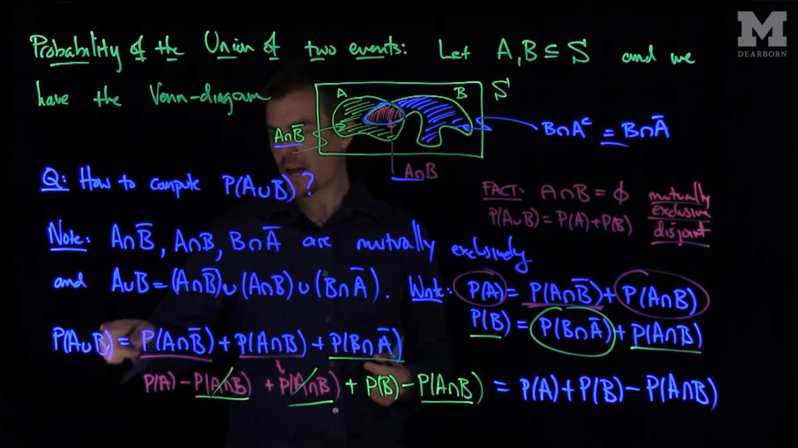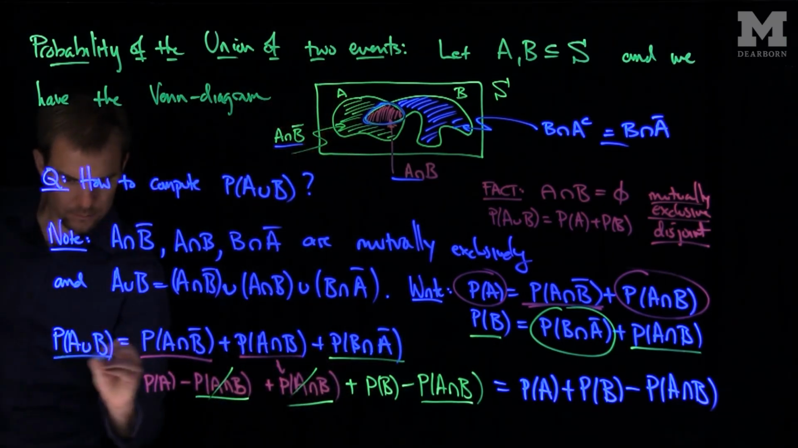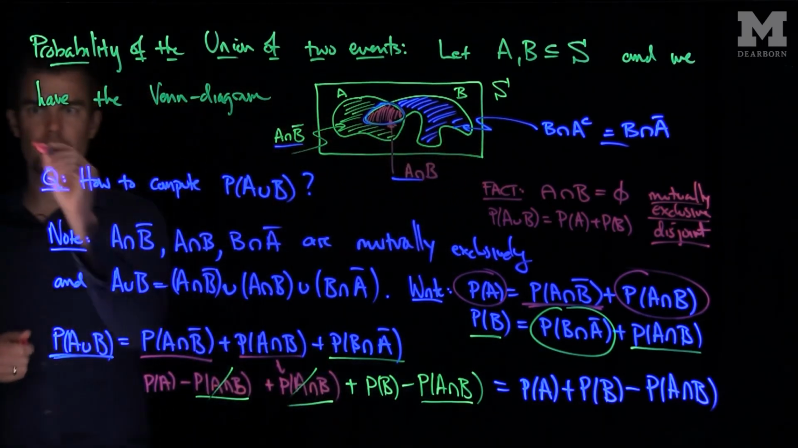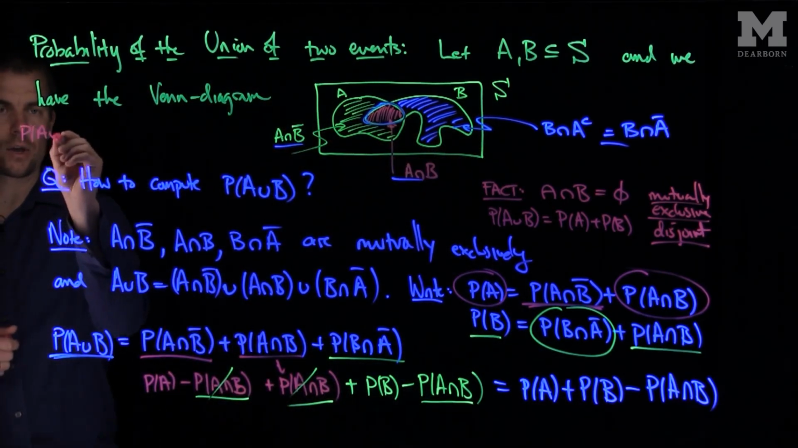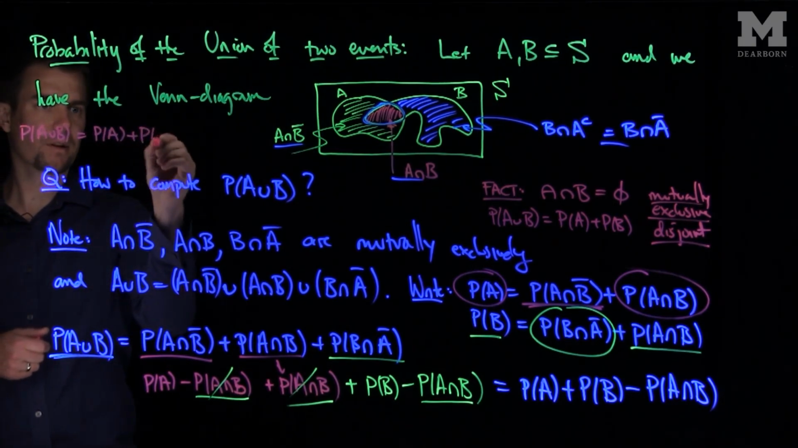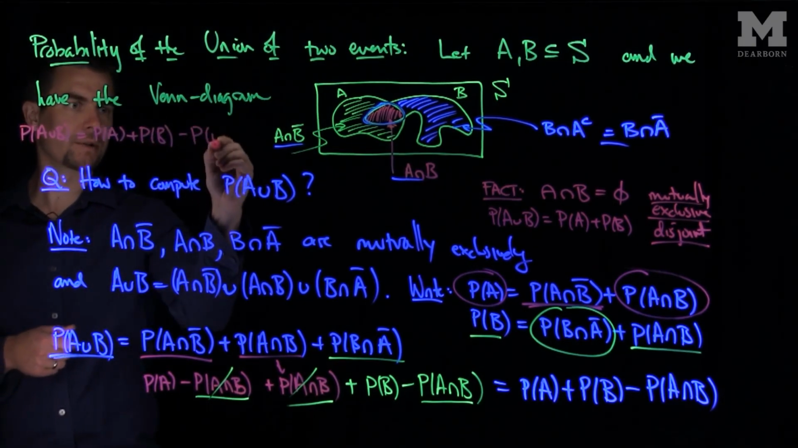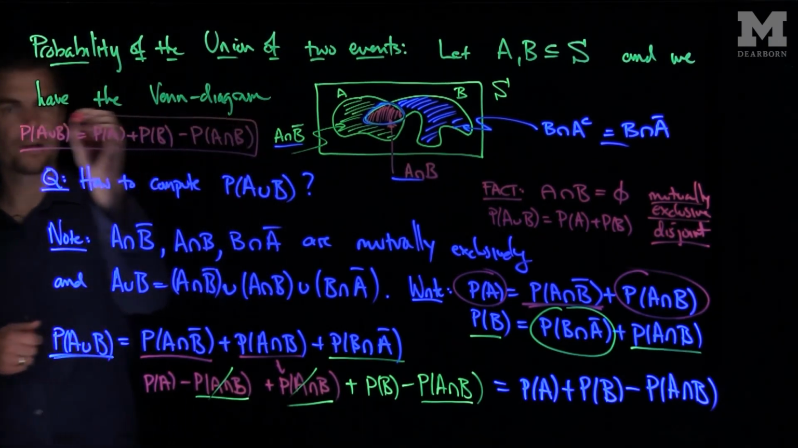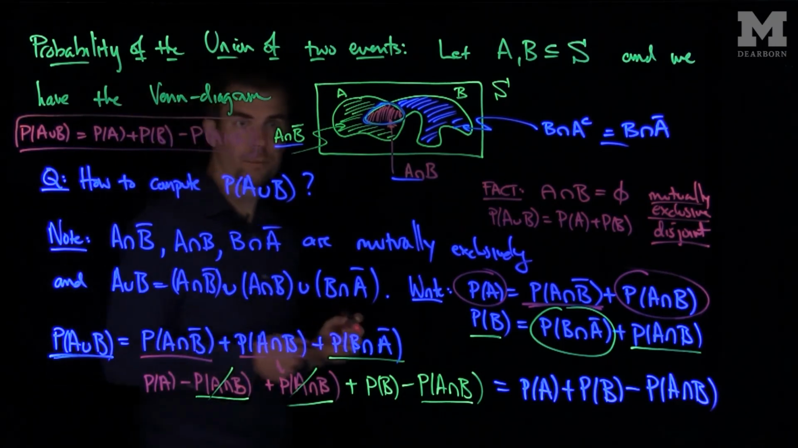So the probability of A union B, we can write it over here. The probability of A union B is the probability of A plus the probability of B minus the double count, A intersect B. And this relationship is very useful for computing probabilities.